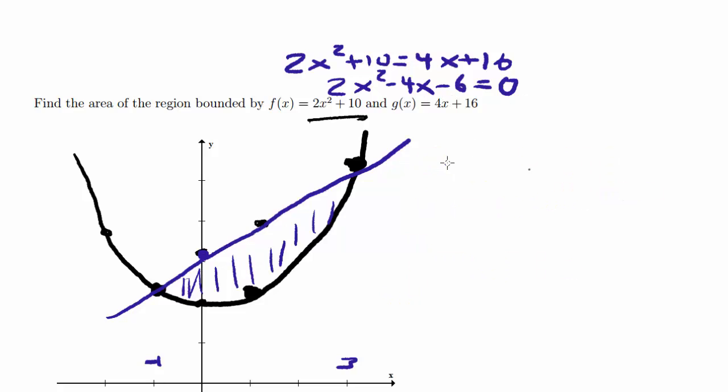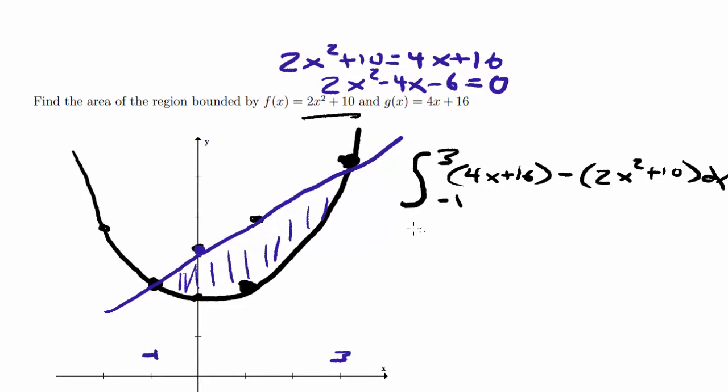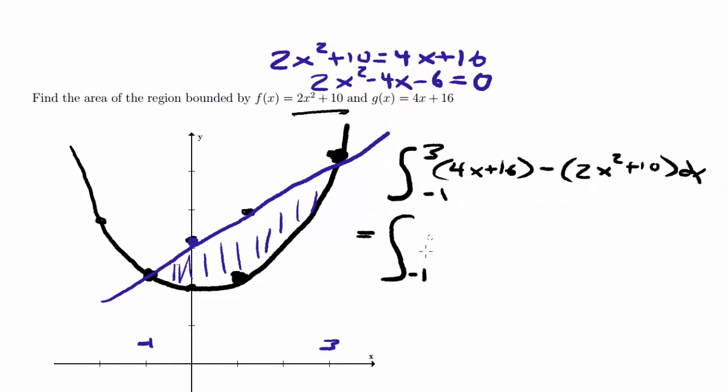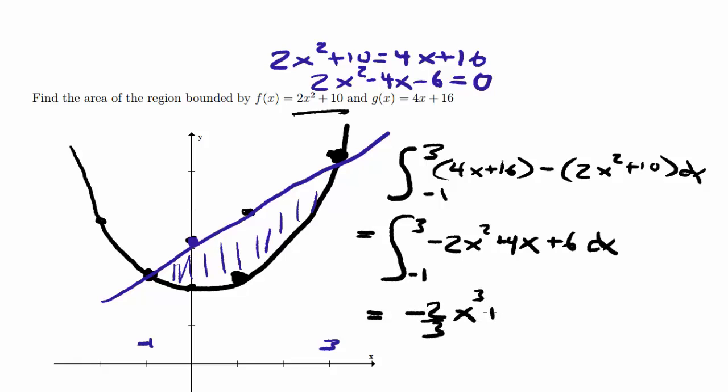To set up our area, it's going to be the top function, which I said was 4x plus 16. I'll put that in parentheses, and then minus the bottom function, which was the parabola, 2x squared plus 10. We're going to simplify that, so combine like terms. Find the antiderivative. That's going to give me negative 2/3 x cubed plus 4x squared over 2 plus 6x, evaluated from negative 1 to 3.